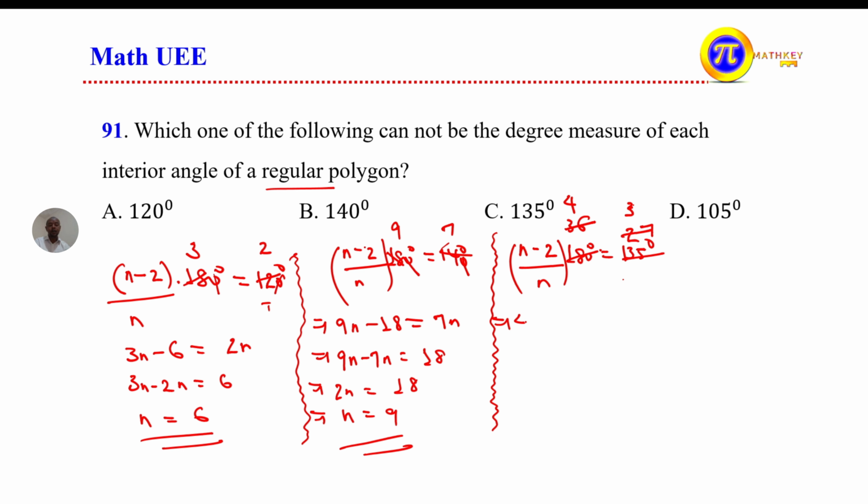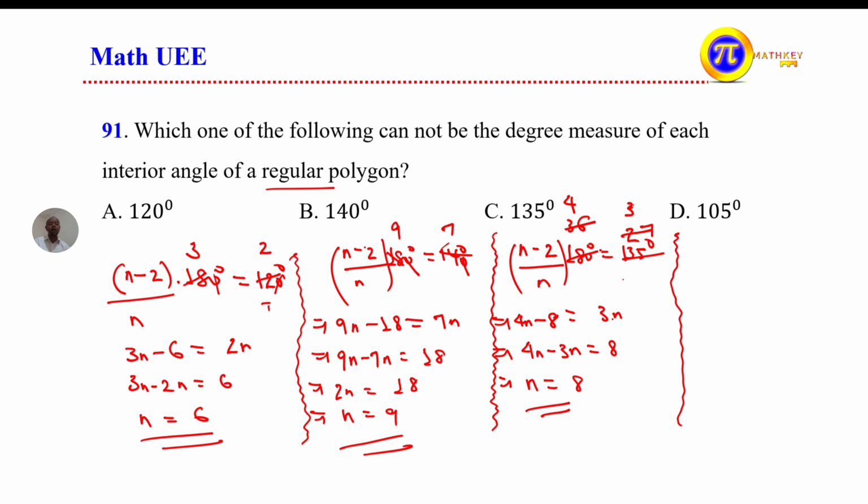This implies that 4n minus 8 is equal to 3n. Solve for n. Take the 3n to the left side and negative 8 to the right side. It becomes 4n minus 3n is equal to 8, so n is equal to 8. So this is an 8-sided figure. So the interior angle can be that of a regular polygon. This one also.